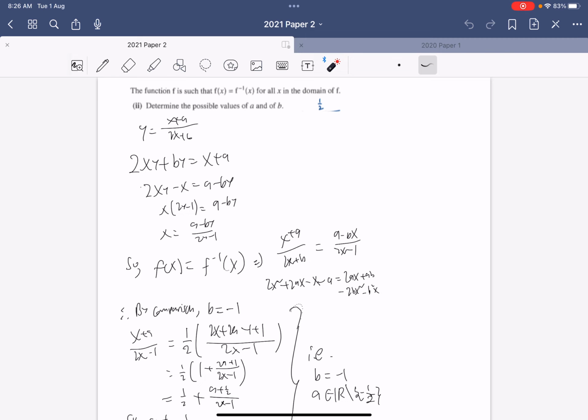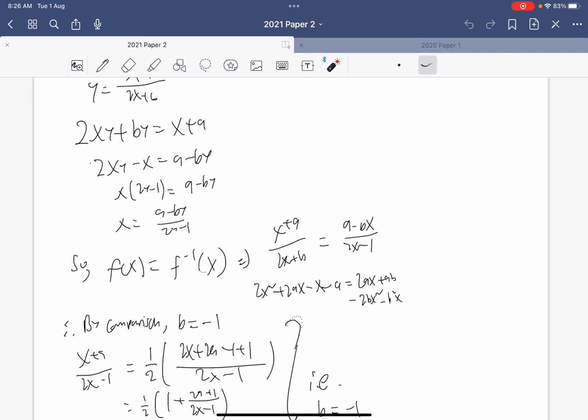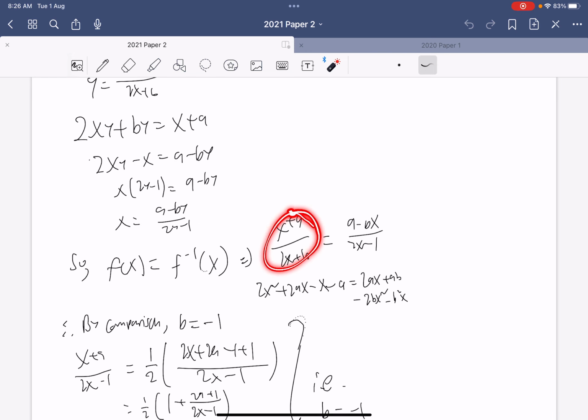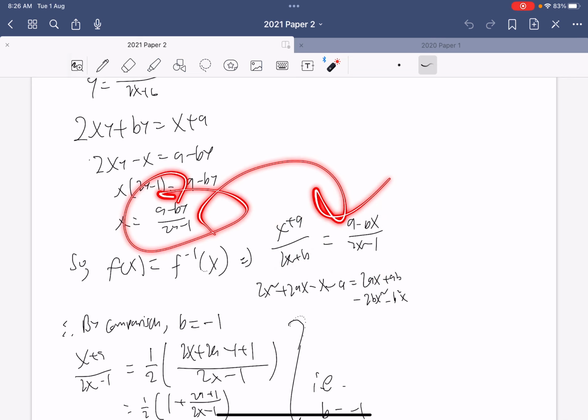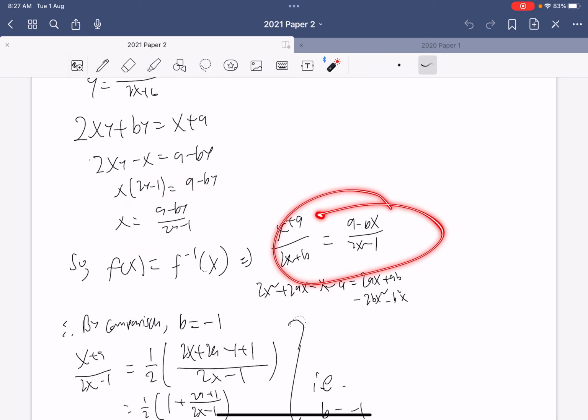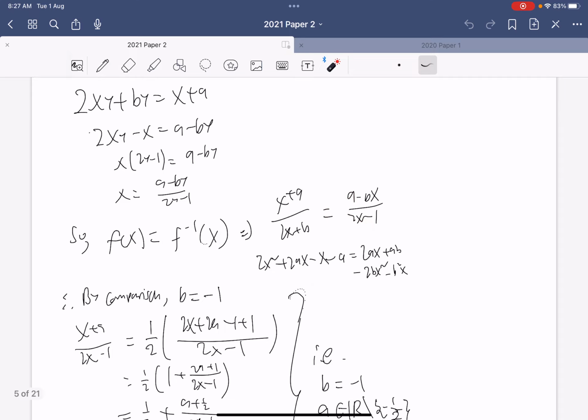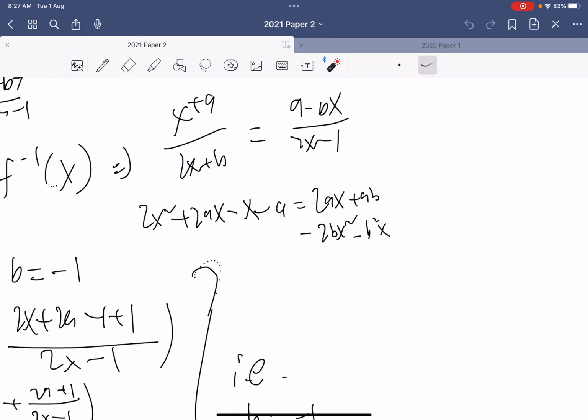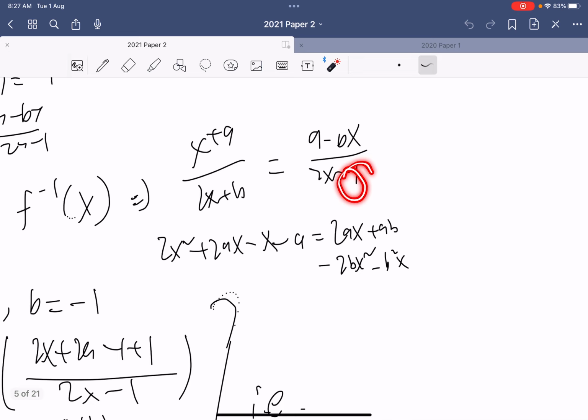And now we are given that the function is equal to its own inverse, and we're supposed to find the possible values of a and b. Well, if this is the function, we solve it until we write x in terms of y. Then because fx equals f inverse, that means that this function must equal to the inverse function as well. So this is the inverse function. Then because this is so, we just cross multiply, do some comparison, and we can see that b has to be minus 1.